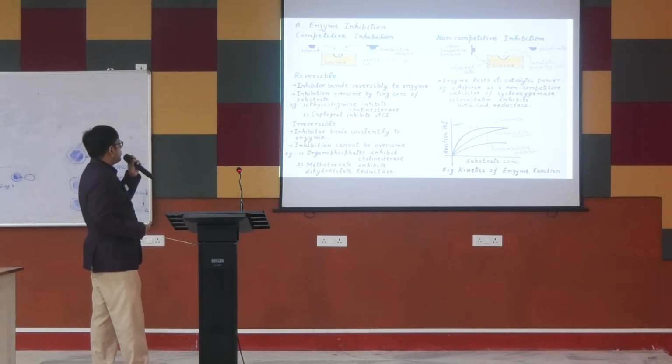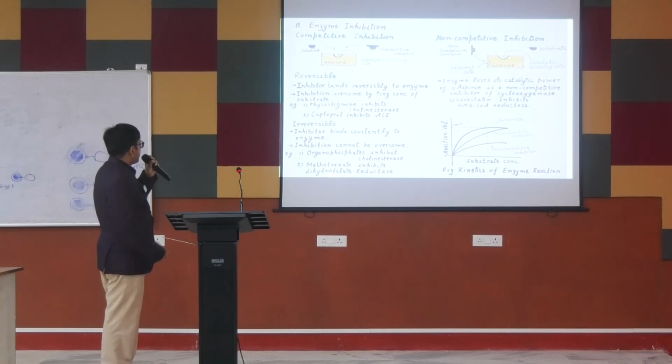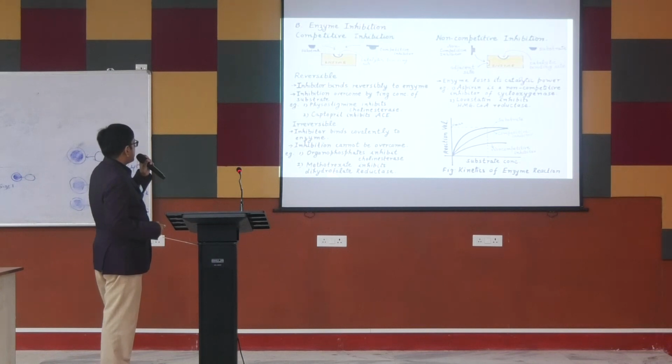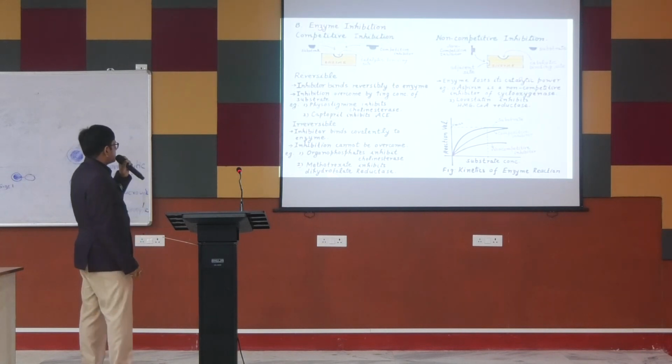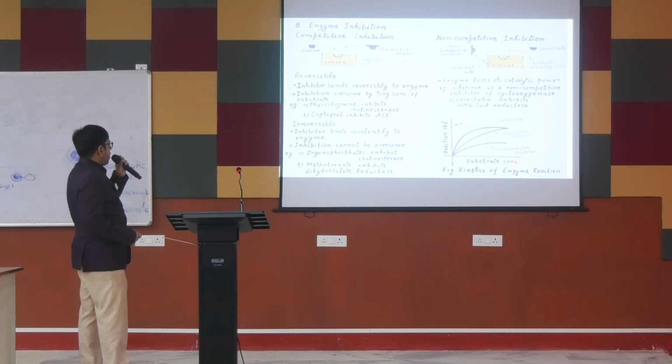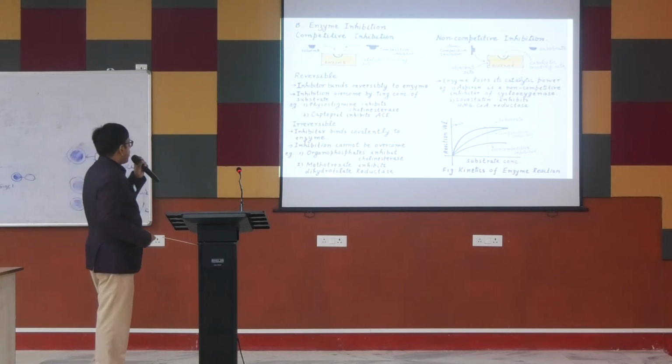Now for the purpose of remembering, you can just remember that an example of a drug causing reversible competitive inhibition is physostigmine inhibiting cholinesterase, where if the concentration increases, the inhibitor can be displaced again. But there can also be irreversible inhibition, where the drug binds covalently and just by increasing the substrate concentration, the drug cannot be displaced. Example, organophosphorus poisoning, or organophosphates inhibiting cholinesterase.